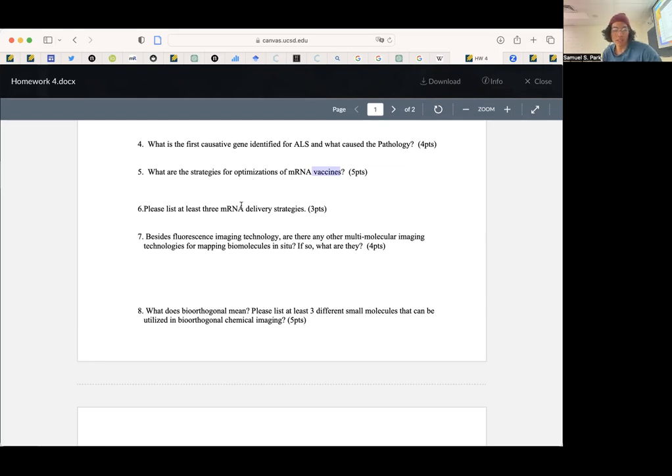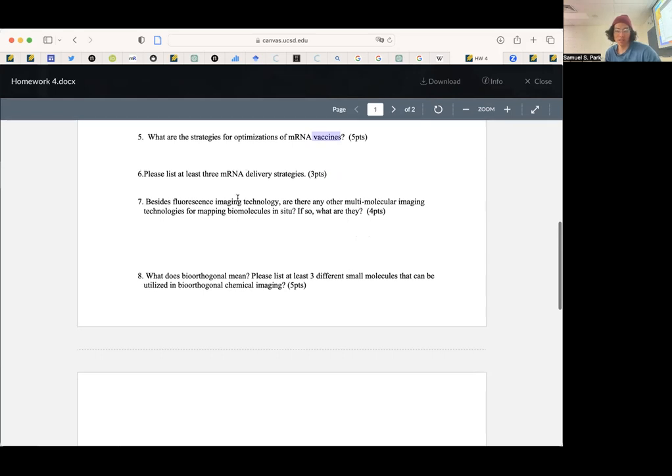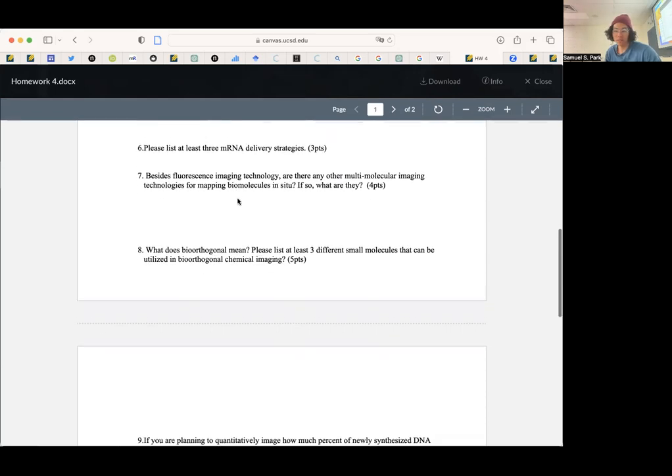Oh, okay, never mind. So the next one is list 3 delivery strategies. So I guess you would talk about it there. So would the capping be a delivery strategy because you're protecting it? No. You're just protecting it. It's not really helping with the actual delivery. Right. Even if you cap it, maybe.